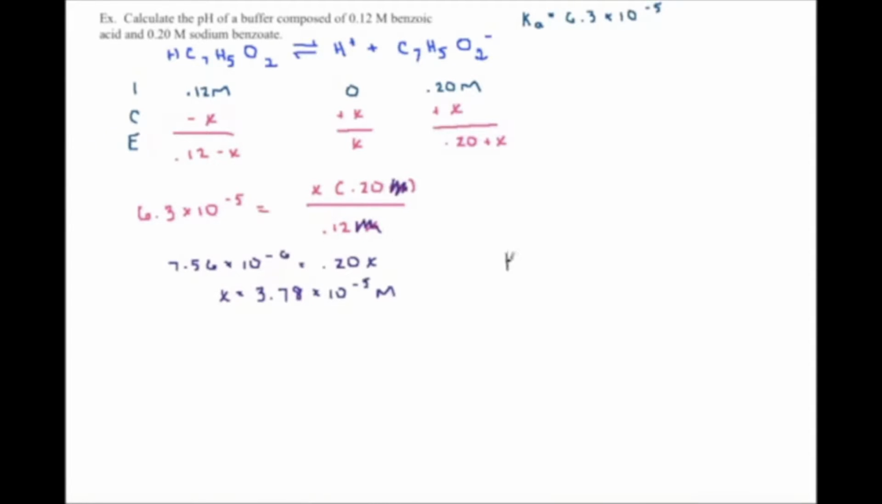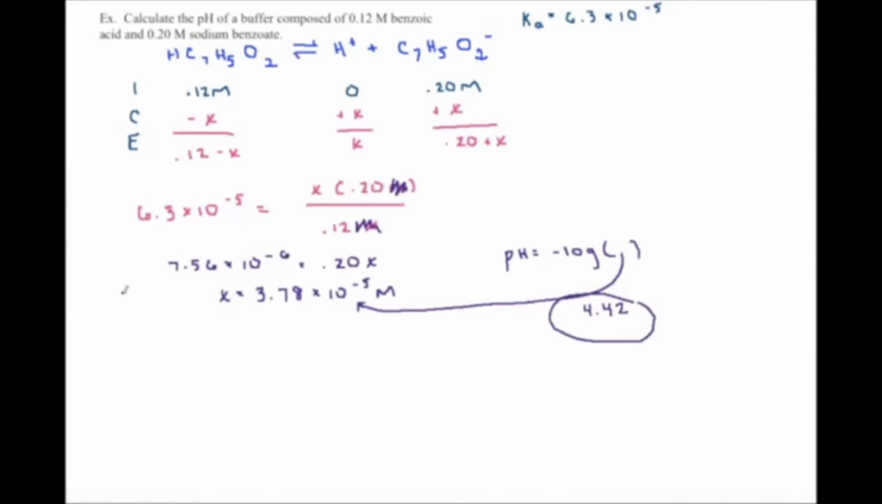Now all I need to do is calculate my pH. So my pH equals the negative log of that value because that's my concentration of H+. And so when I calculate that, I end up getting 4.42 for my pH.